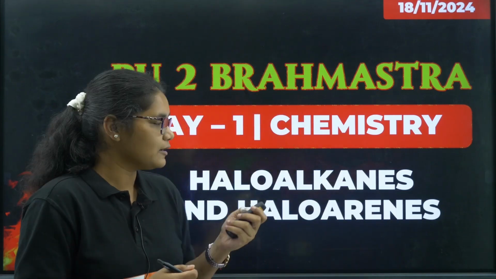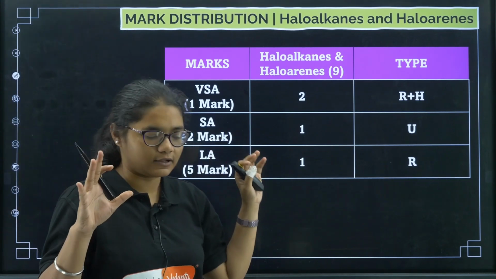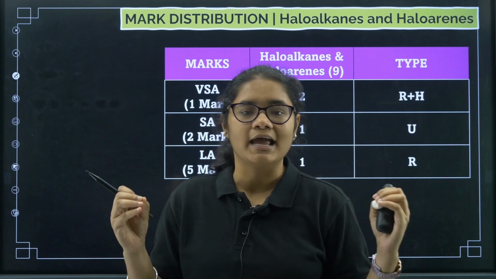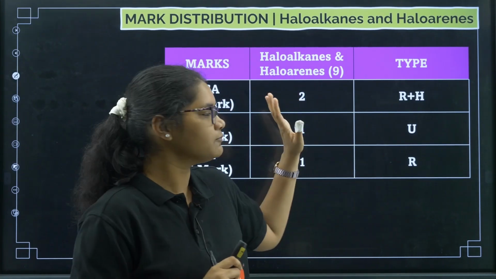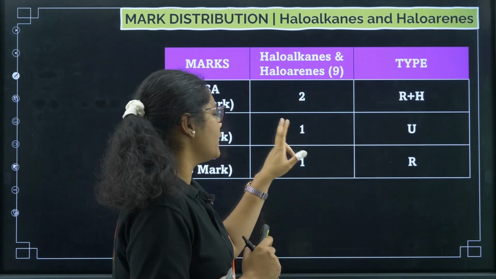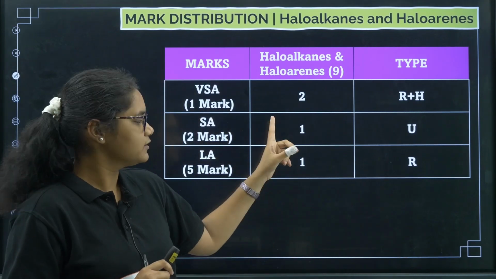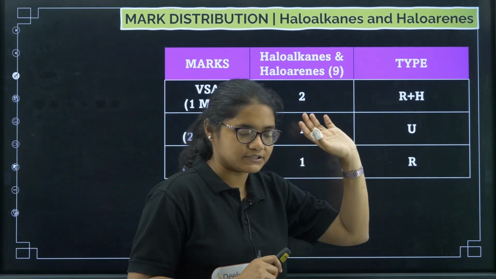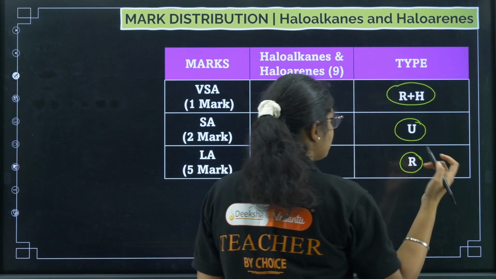Now students, let's get started here. If you see the blueprint released by the PU board, haloalkanes and haloarenes carry 9 marks. How are these 9 marks distributed? There will be 1 five-marker question and 1 two-marker question, so 5 plus 2 is 7, and there will be 2 VSA questions, 8 and 9.